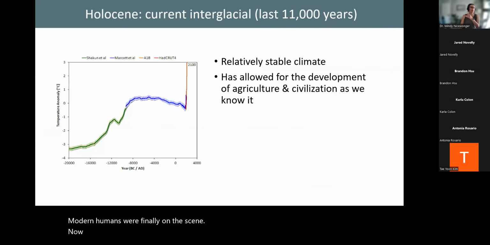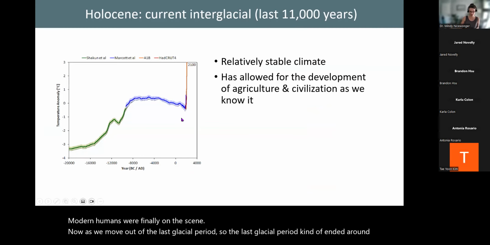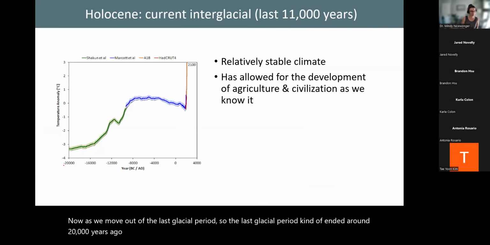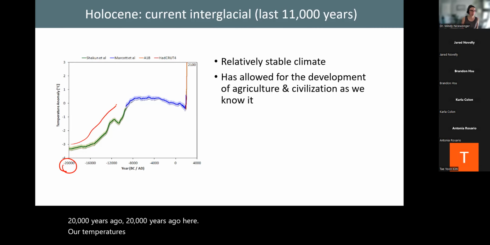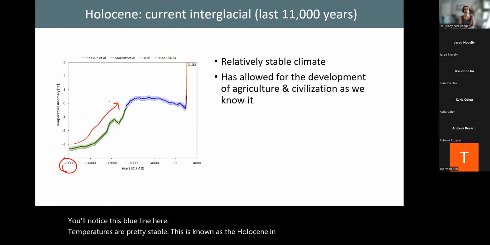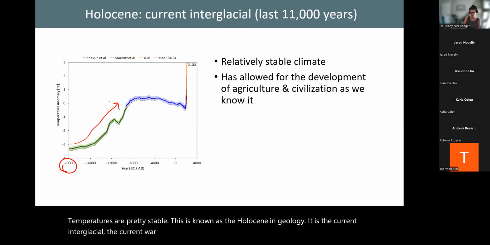Now, as we move out of the last glacial period, which kind of ended around 20,000 years ago, our temperatures increase slowly. We're talking about 3 degrees over 10,000 years. You'll notice this blue line here, temperatures are pretty stable. This is known as the Holocene in geology. It is the current interglacial, the current warm period of Earth.